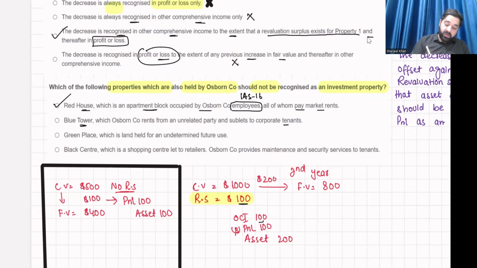Blue Tower, which Osborn Company rents from an unrelated party and sublets to corporate tenants. Osborn Company wants to earn the rental income. It is an investment property. Green Palace, which is land held for undetermined future use. No future use is decided. Always an investment property. Black Center, which is a shopping center leased to retailers. Osborn Company wants to earn the rental income. Osborn Company provides maintenance and security services to the tenants.